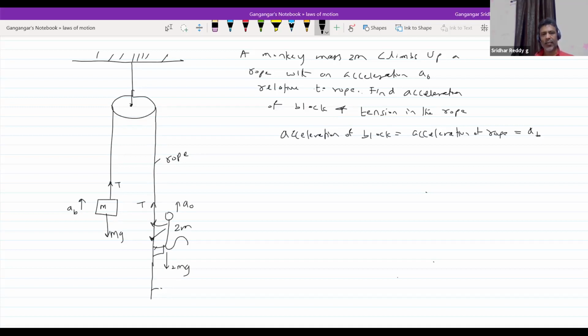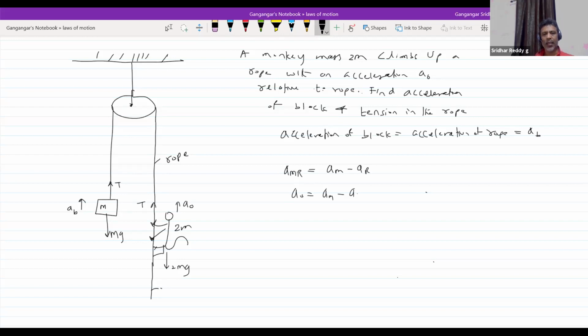So let's write first the acceleration of monkey with respect to rope, A M R, is equal to acceleration of monkey minus acceleration of rope. What is acceleration of monkey with respect to rope? It is A naught. Acceleration of monkey we don't know. And acceleration of rope is what? It should be acceleration of block, no? Look now, as the block ascends here, in what direction will the rope move? The rope will be moving downward, no?